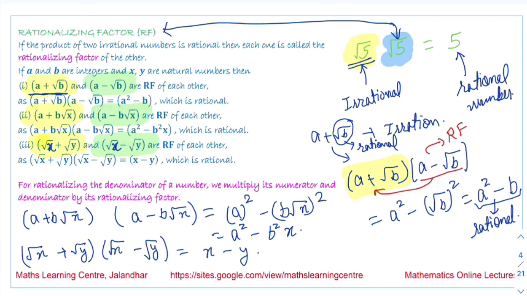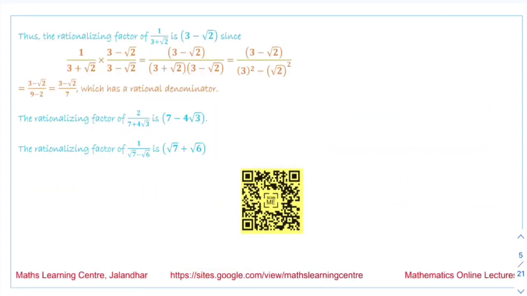Now suppose I have to find the rationalizing factor of 1 over 3 plus square root of 2. So the number given to us is 1 over 3 plus square root of 2, and its rationalizing factor is 3 minus square root 2. So it means we are multiplying it with this number and dividing it with this number.